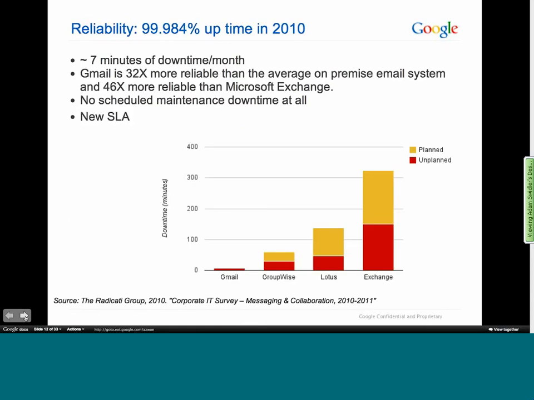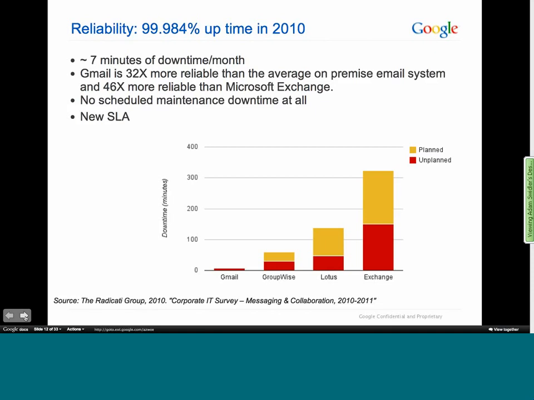So reliability, I think, is a huge benefit that we can talk about when it comes to Google Apps. In 2010, we were actually able to achieve 99.984% uptime for Gmail, which is even higher than our standard 99.9% SLA that we offer for Google Apps and for Gmail. And that equates to about 7 minutes of downtime per month.